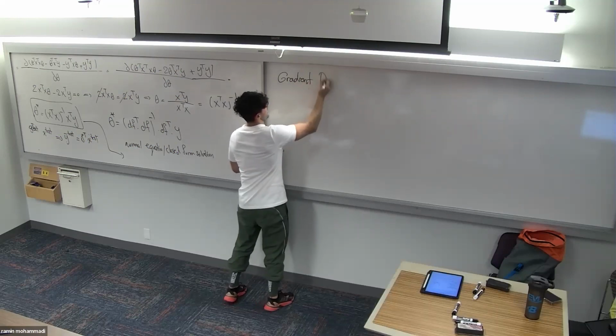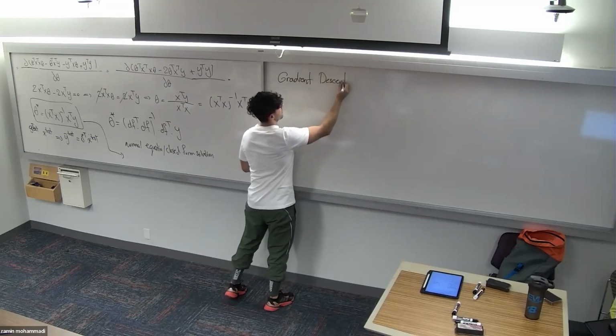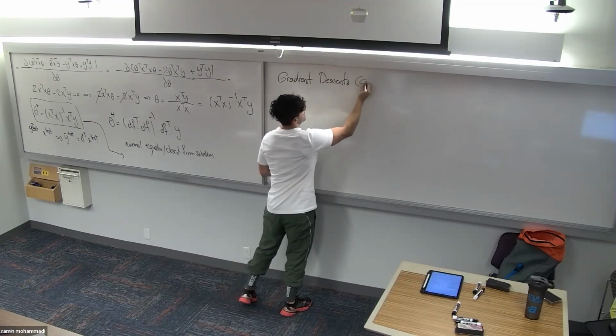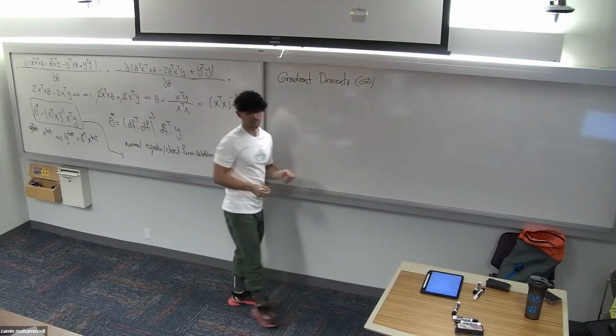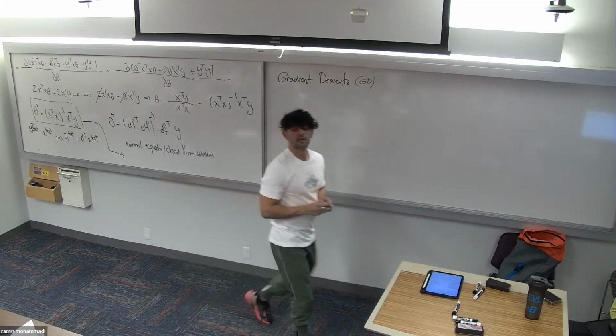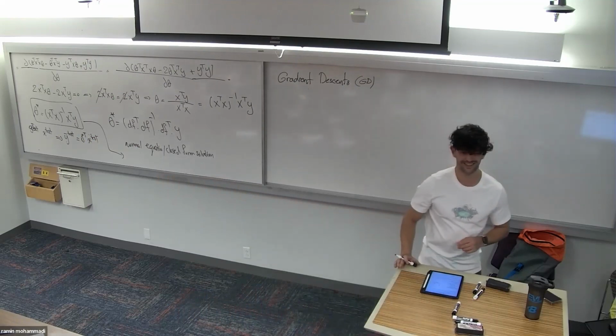So now we want to talk about the scenario where we don't have a closed form solution. So we are going to learn about something called gradient descent. So we want to learn about something called gradient descent.